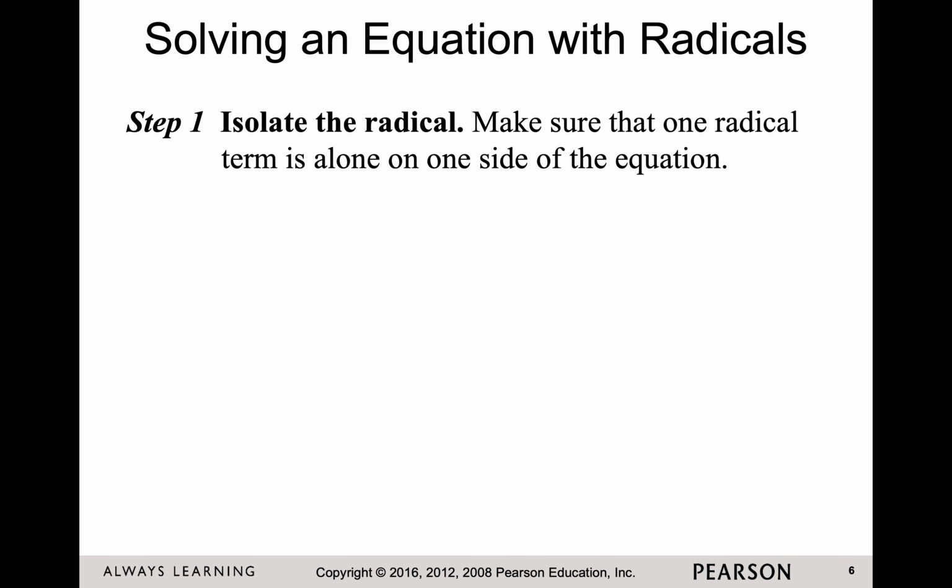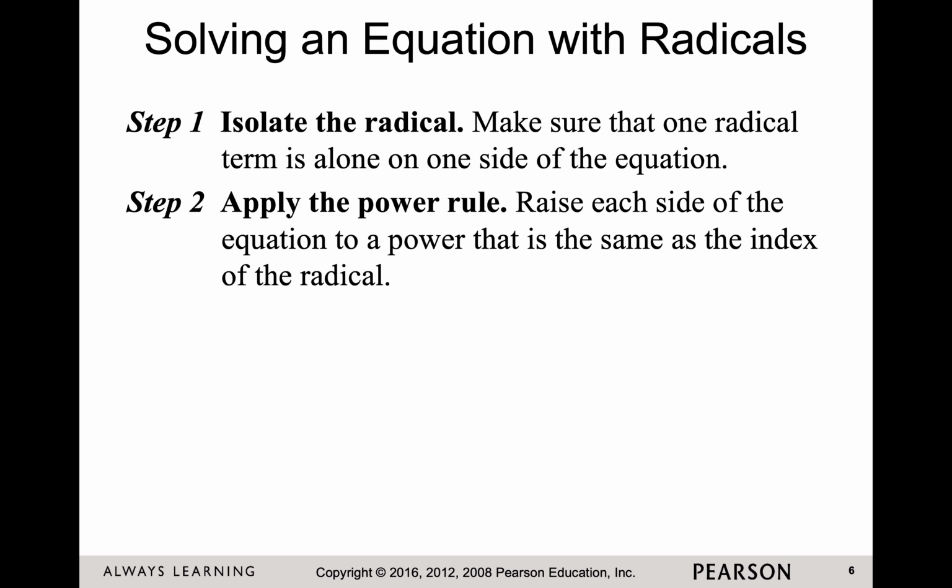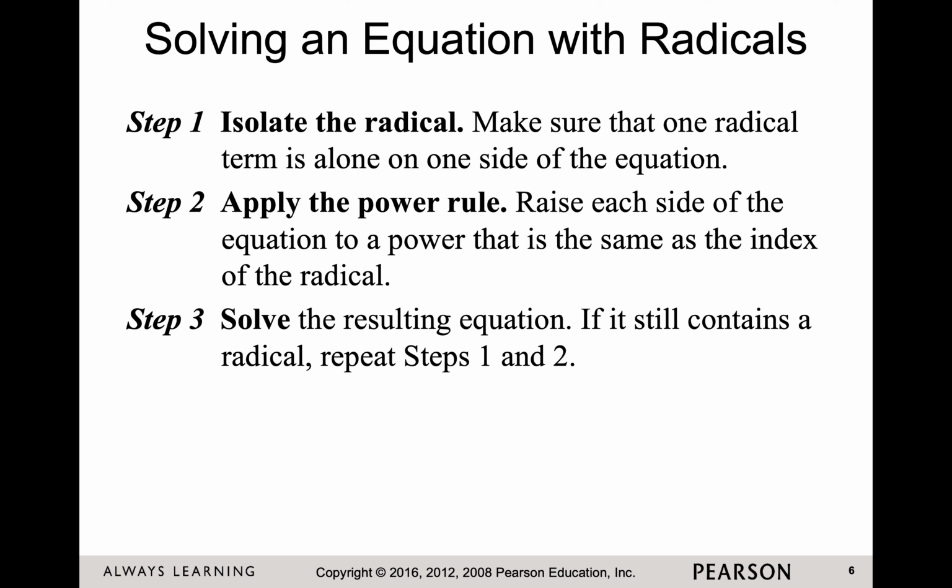So if I was going to put this in steps, it's always isolate the radical. Get it by itself, then apply the power rule. So if I had a cube root, I would use the index 3 and raise both sides to the third power. If I had a fourth root, I would use the index of 4 and raise both sides to the fourth power. Then you solve the equation with the radical canceled.